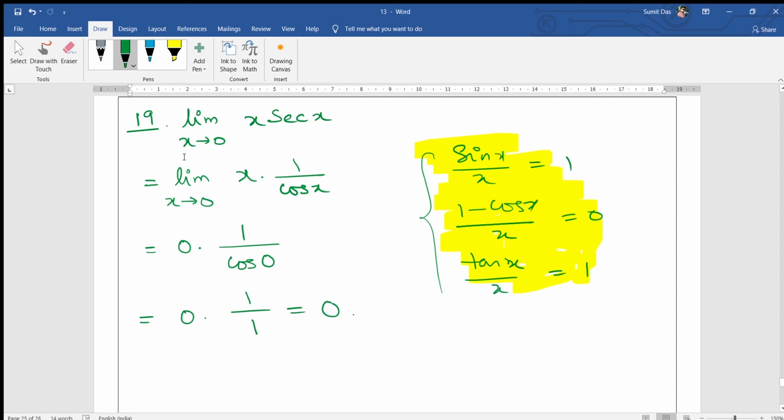Anything else? Any other question till 22? Till question number 22? Any other question? Question number 14. Question number 10 and question number 14. Okay, fine.